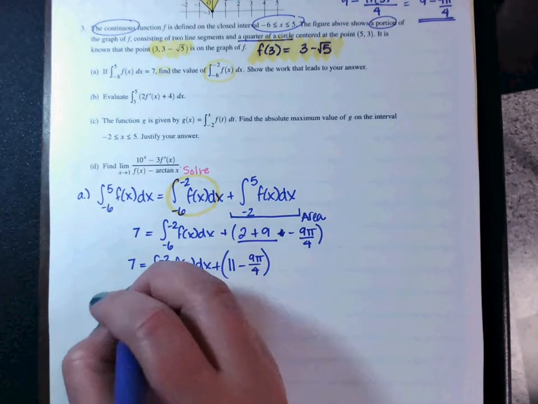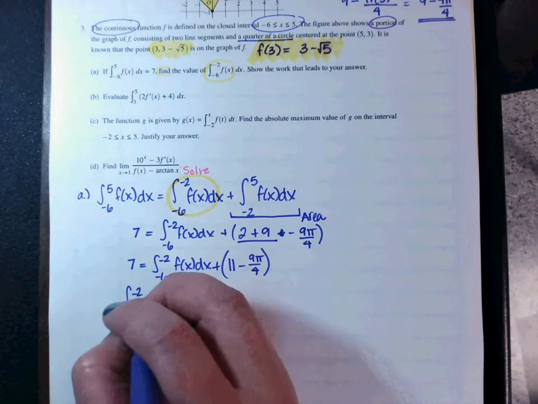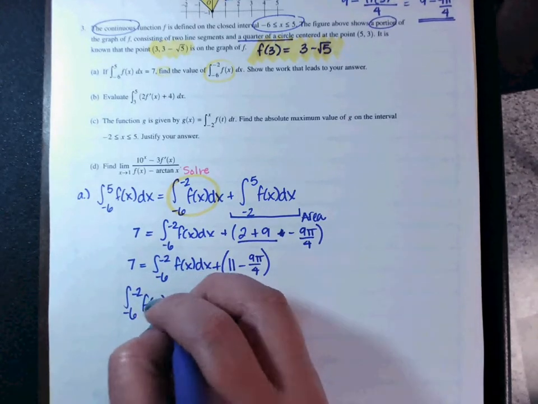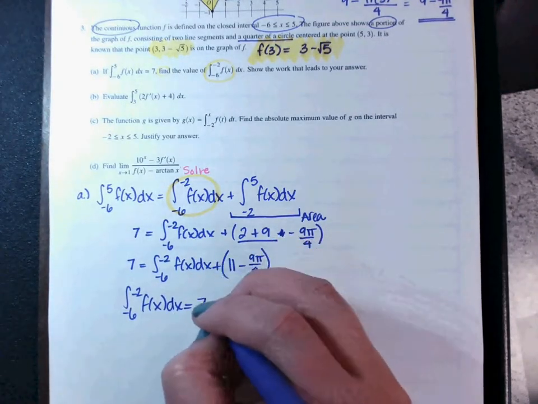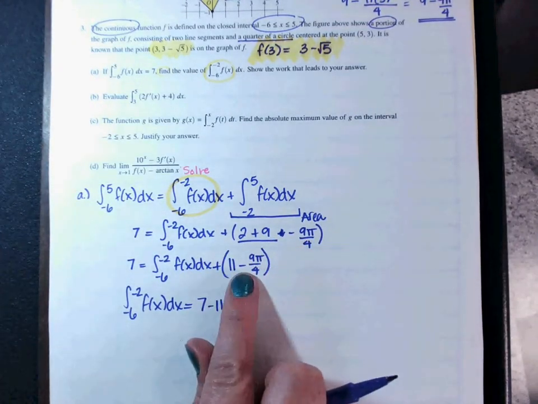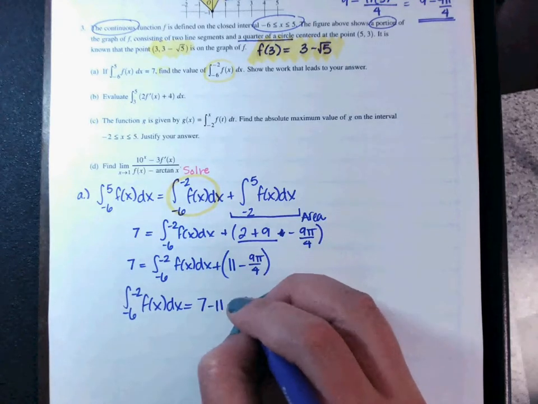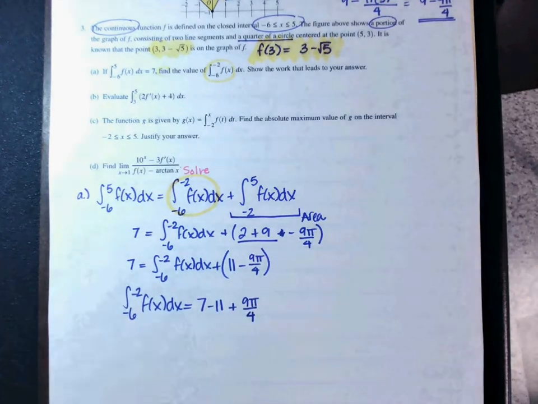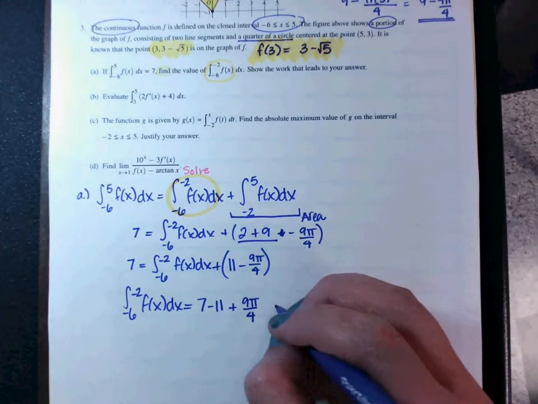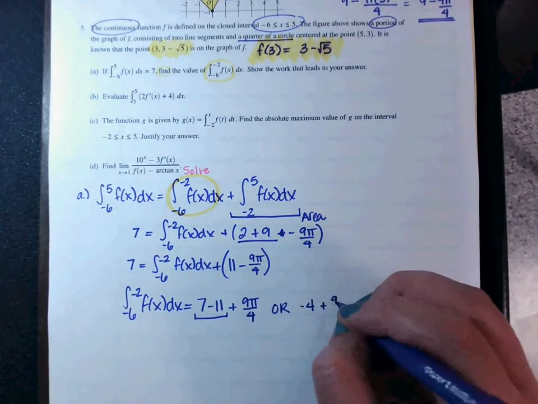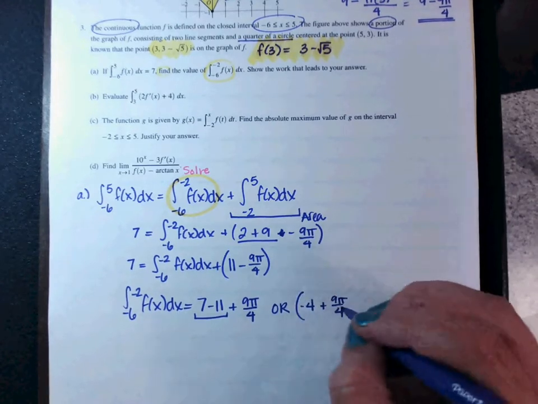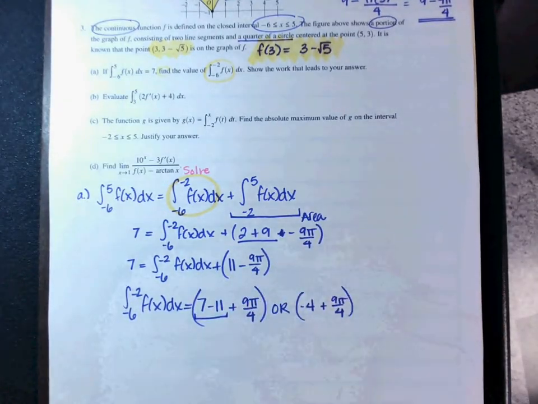So I'm going to put that the integral from -6 to -2 of f of x dx equals, I have my 7 that's already over there, but then I'm going to have to minus the 11 because it was positive, and then I'm going to have to add the 9 pi fourths because it was negative. If you wanted to, you could combine 7 minus 11 as -4 plus 9 pi fourths, but I probably would not have done that, but either one of those would have worked. Okay? All right, let's go on to part B.